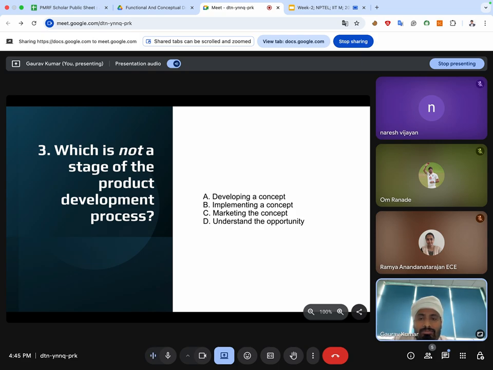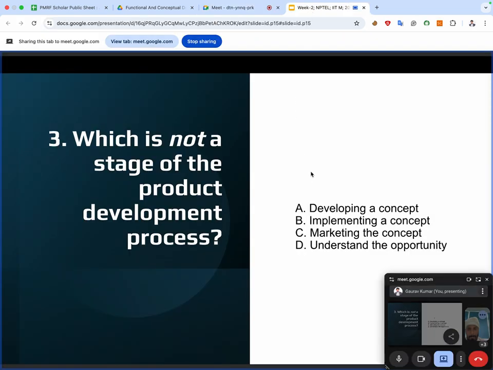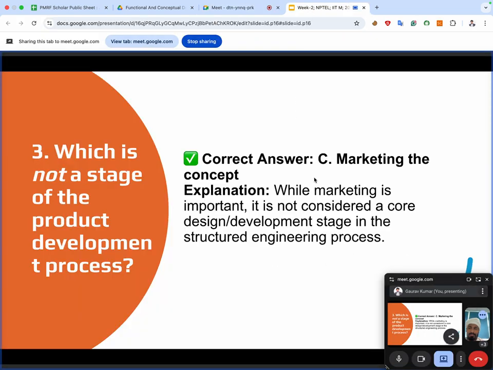And we can also say the product development process is basically centered around understanding the opportunity, developing the concept, and implementing it. So while marketing is crucial, it occurs after development, not as a formal design stage. So it highlights the separation between product creation and promotion. So C is the right answer. Moving to the next question. Yeah, you can see the explanation part. So moving to the next question.